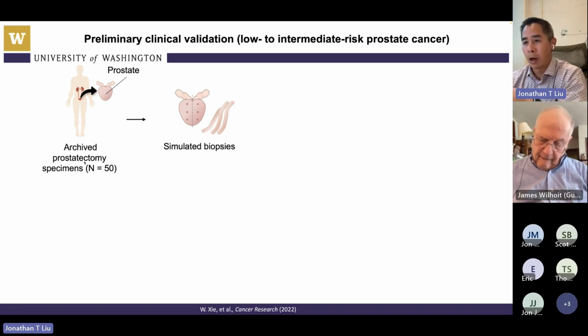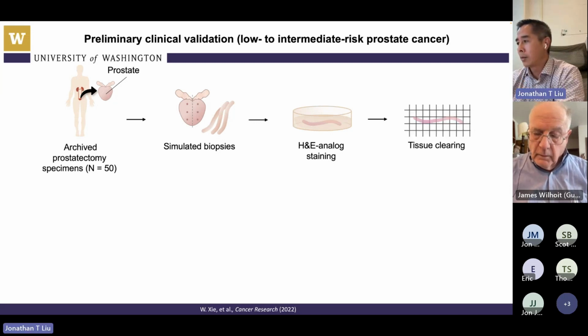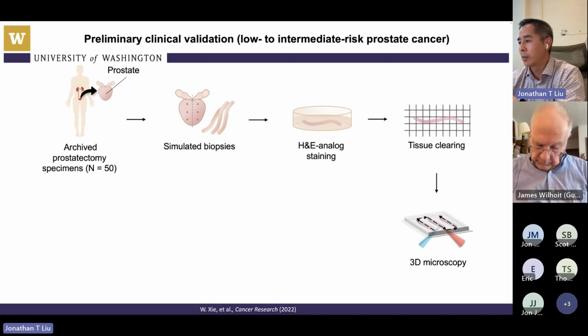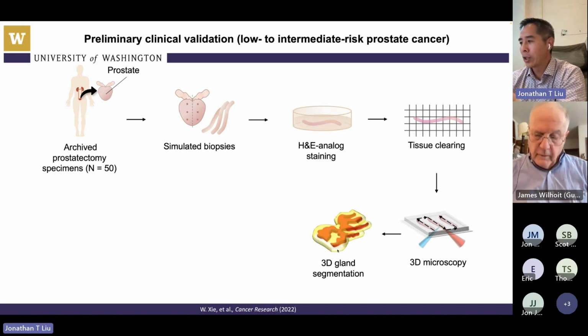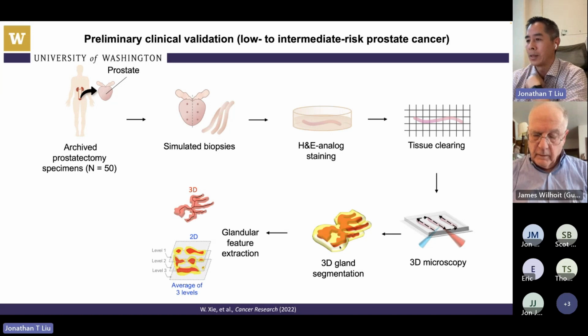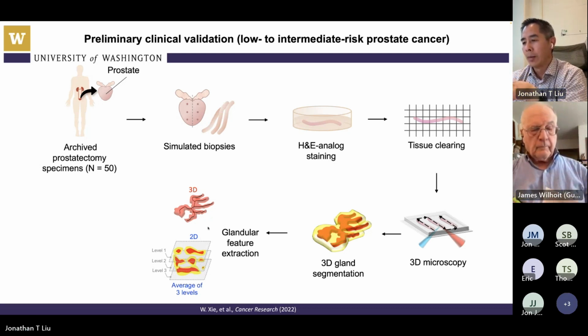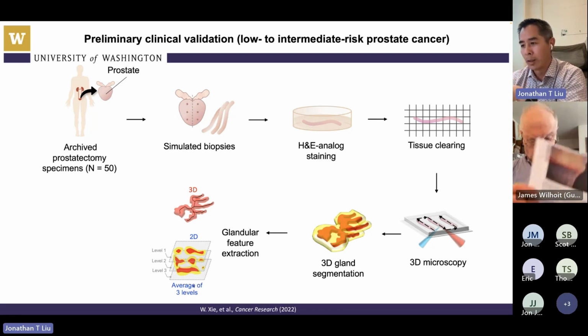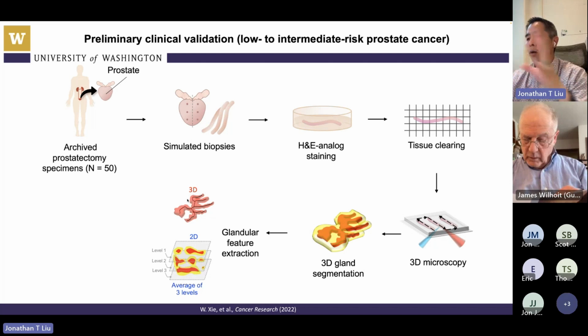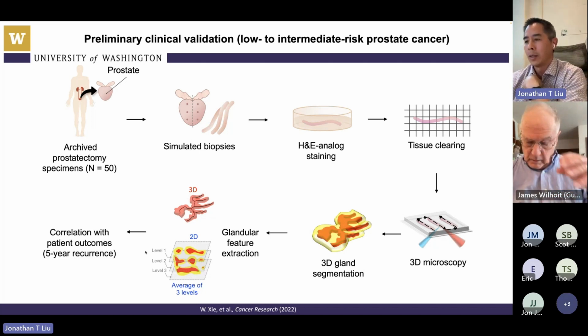So we pulled out simulated biopsies from these archived specimens that are in the tissue bank here. We stained it with our H&E analog, cleared it to make it transparent, imaged it with our OTLS microscope. We applied our gland segmentation algorithm to try to quantify the glands. And we compared 3D versus 2D. With 2D, they usually look at only 3 cross sections within the biopsy. And so we compared what it would look like if we try to quantify the glands by looking at only those 3 levels with those 3 cross sections within the biopsy versus looking at the full 3D network within the biopsy. And so we correlated these features with the patient outcomes.